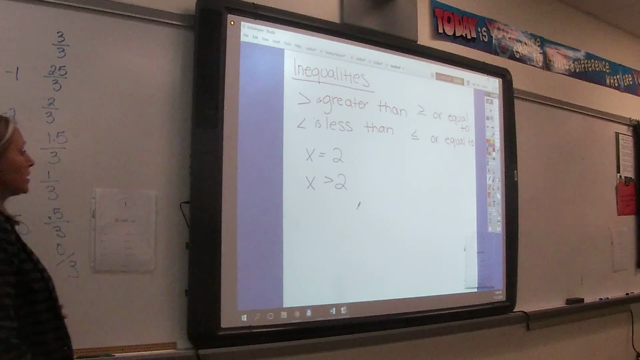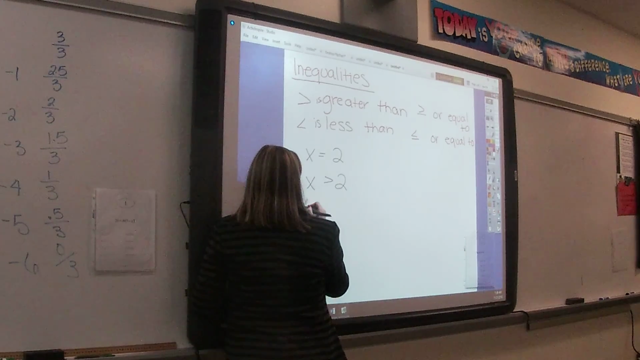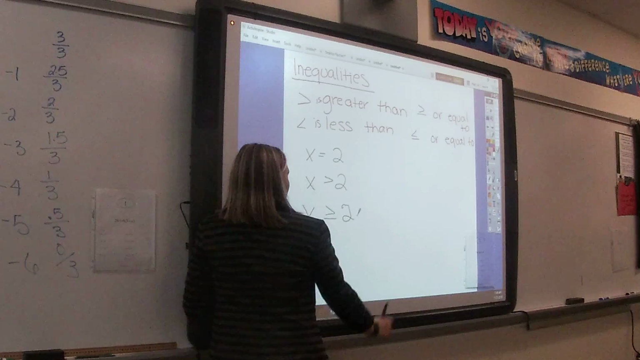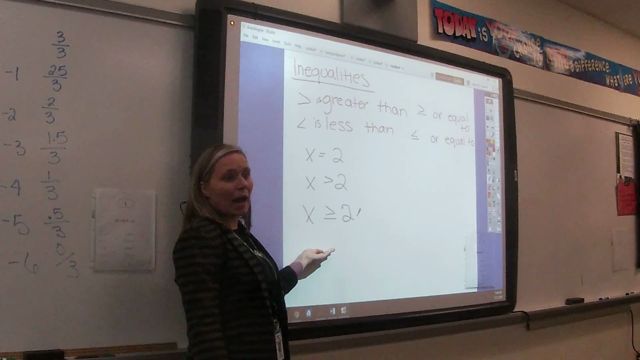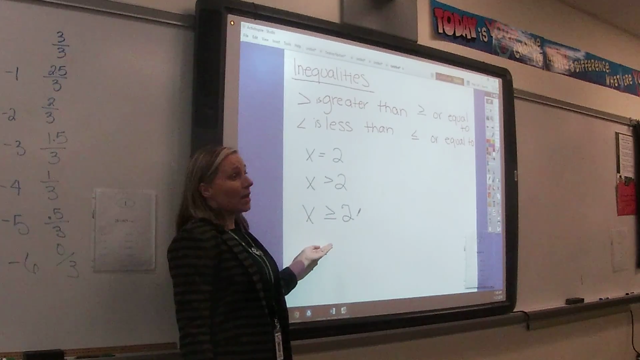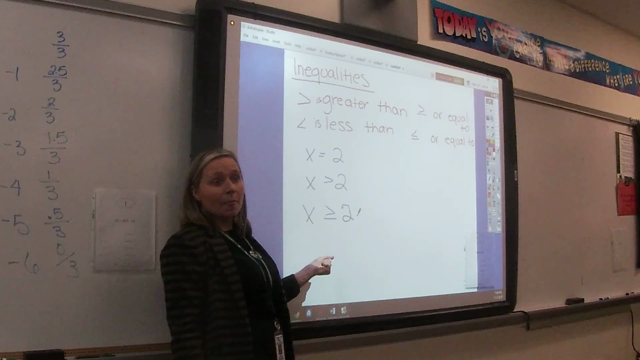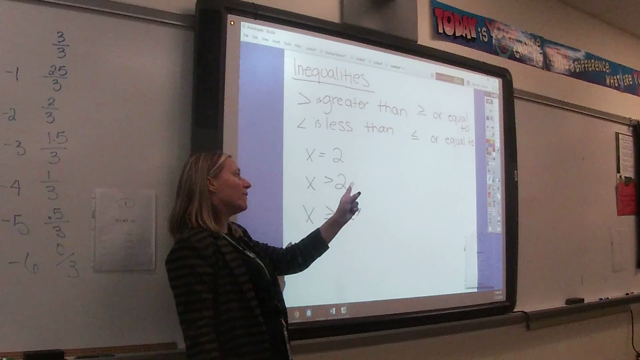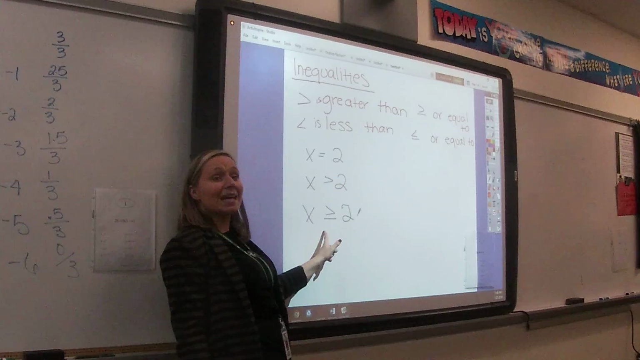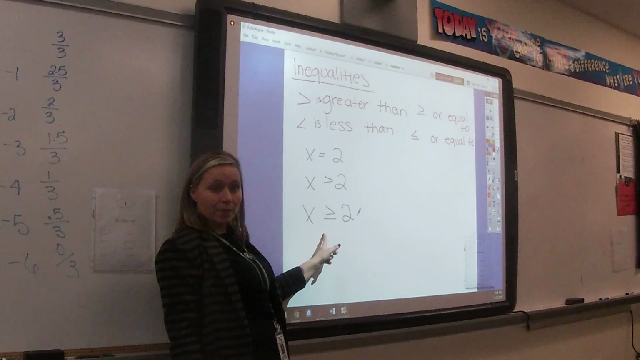We also then have this as an option, x is greater than or equal to 2. How many answers does this have? A lot. It has an infinite number of solutions as well. 2 or more. But how many more answers does it have than this one? 1. Right? This has one more possibility.